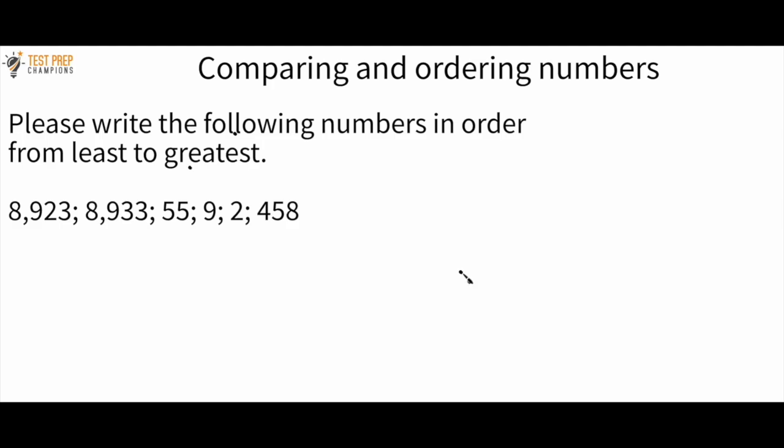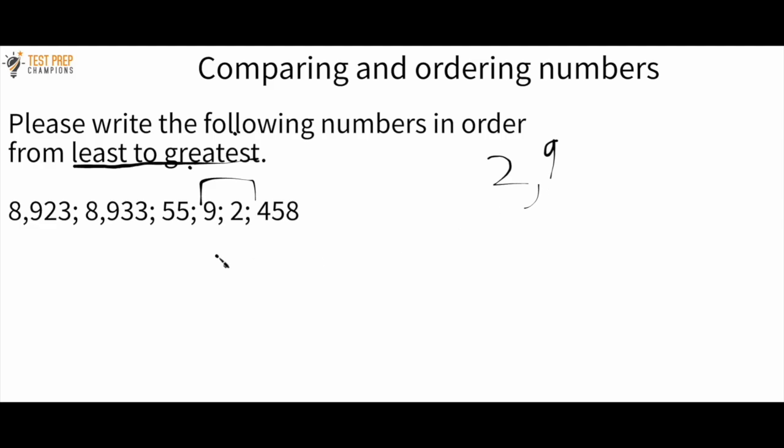So let's talk about this question here. So remember, we want to go from least to greatest. And let's start by comparing numbers that have the same number of digits. So basically 9 and 2, these are both 1-digit numbers. And we know if we start at 1 and we count to 9, we're going to get to 2 first. So we know that 2 is smaller than 9.